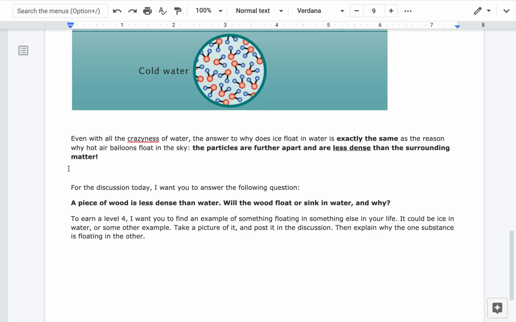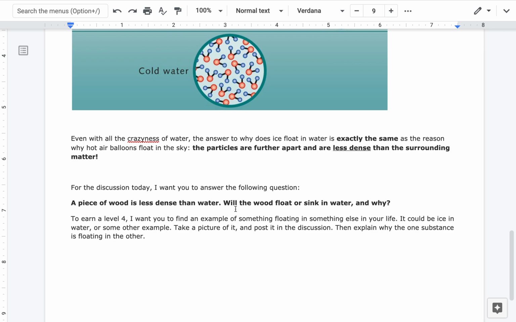Anyway, so here's what you actually need to do for today. For the discussion today, I want you to answer the following question. A piece of wood is less dense than water. Will the wood float or sink in water, and why? Now, if you just listened to everything I just said, this should be a pretty obvious answer, and that's okay. Sometimes practicing and remembering things just means repeating something that is obvious and easy to understand. So, yeah, just write about why a piece of wood would float in water.